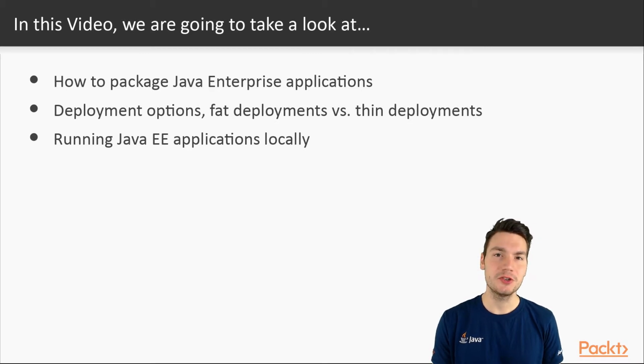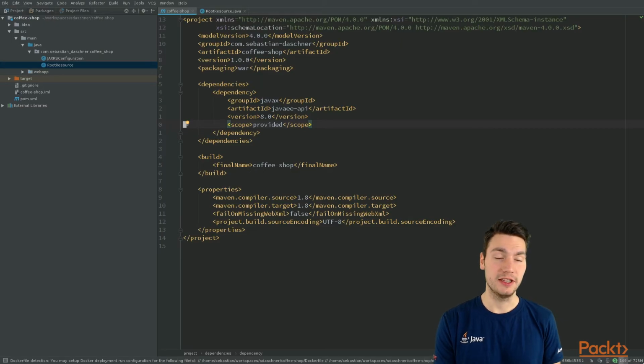So now we want to introduce the so-called coffee shop project. That is a Java EE application that will be used as an example throughout this video course. And that for now is quite empty. So we have a Java EE 8 API that is included as a dependency here. Here you can see the Maven pom file. And this dependency is provided, which we will explain later on why this is important. And also it is packaged into a WAR file.